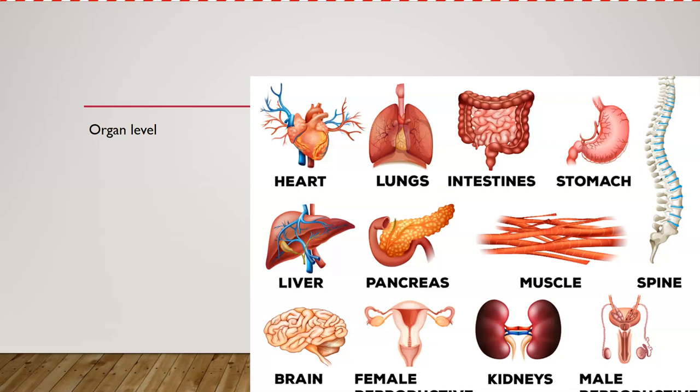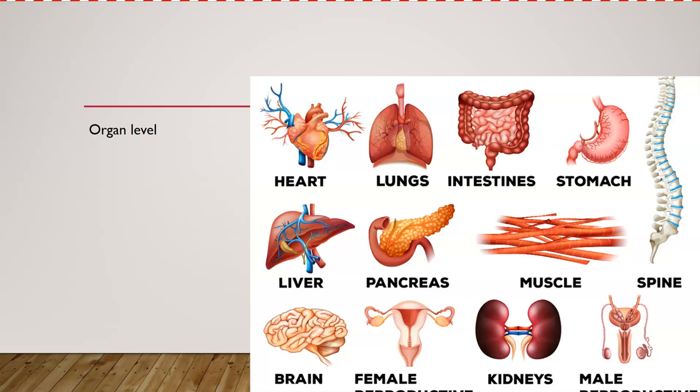The lungs are for gaseous exchange. Intestines are for digestion of food along with the stomach. Muscles are for movement. The liver is a metabolizer. The brain helps us think. Reproductive organs ensure our continuation of the species. Kidneys control water amounts. They control toxic levels of chemicals. And the spine, of course, bone, holds us up and keeps us walking and keeps us from falling over.